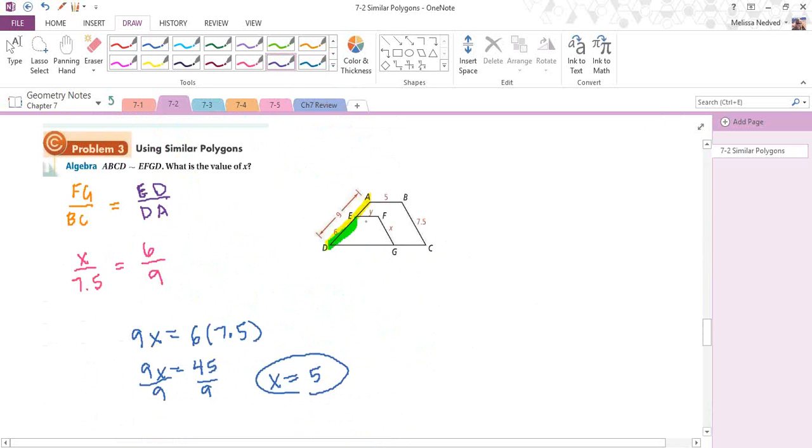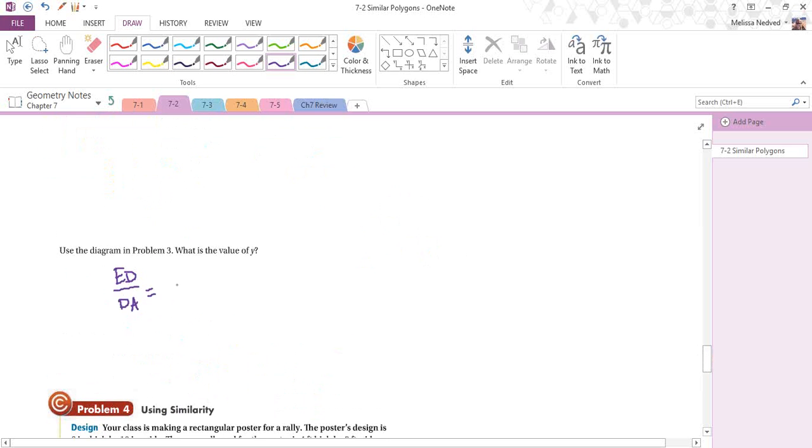I'm going to say that that's equal to whichever one uses y, so I can solve for y. Well, y is EF, and that's going to correspond to AB. So again, small quadrilateral first, EF over AB. Sorry, not AD. Then substitute in what you know. We know ED has a length of 6, DA has a length of 9, EF is y, that's what we're looking for, and AB is 5.